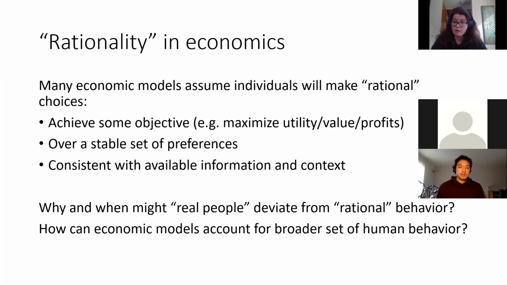So these are pretty strong assumptions. We can probably think of instances already where it might not hold. But what's useful to think about is why and when might real people in the real world deviate from these assumptions, and what kind of impact would that deviation have on the validity of our economic models? And then understanding that, how can we make our economic models better by accounting for a broader set of human behavior?